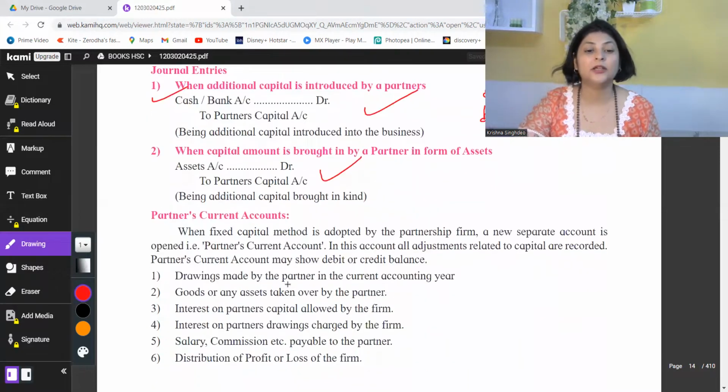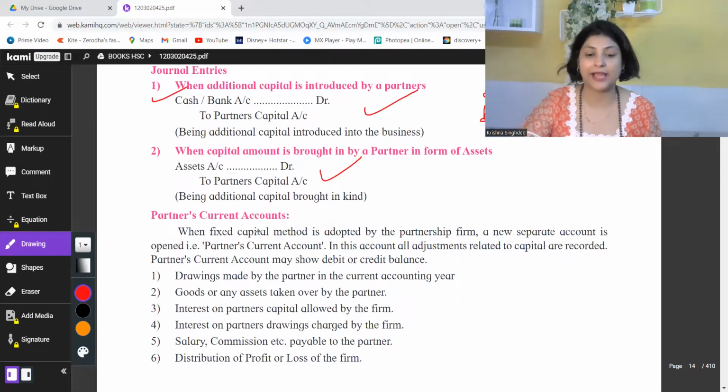Now let's see partner's current account. What comes under partner's current account? As we discussed under partnership accounting, when the capital account is maintained as per fixed capital, there are two sets of accounts which are maintained. The first set is the capital account we have discussed. Now the second set of account is the current account for each partner.